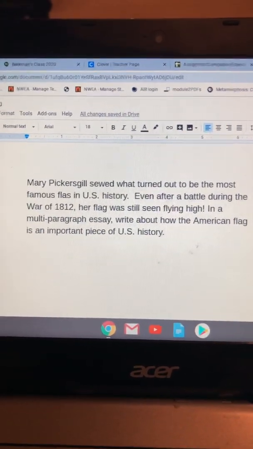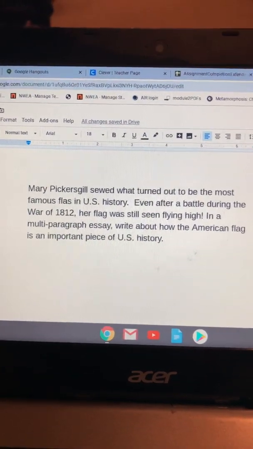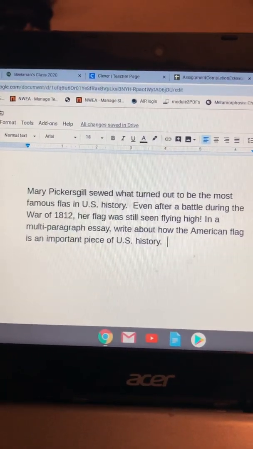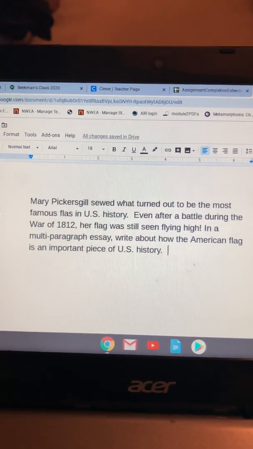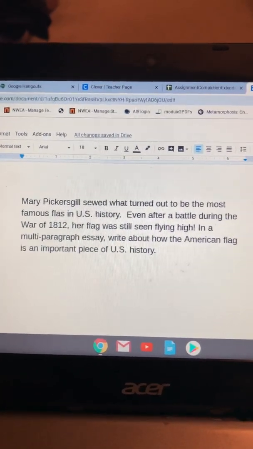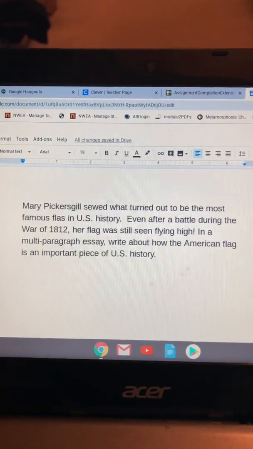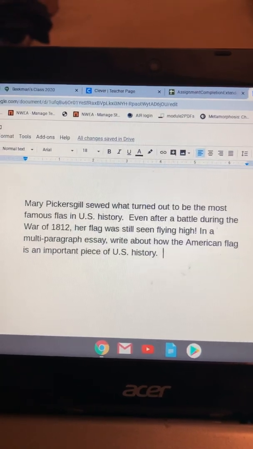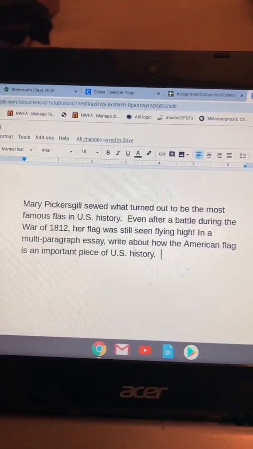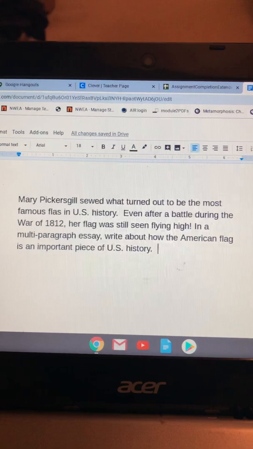It says, Mary Pickersgill sewed what turned out to be the most famous flag in U.S. history. Even after a battle during the War of 1812, her flag was still seen flying high. In a multi-paragraph essay, write about how the American flag is an important part of U.S. history. All right, so your kids are used to seeing these prompts.